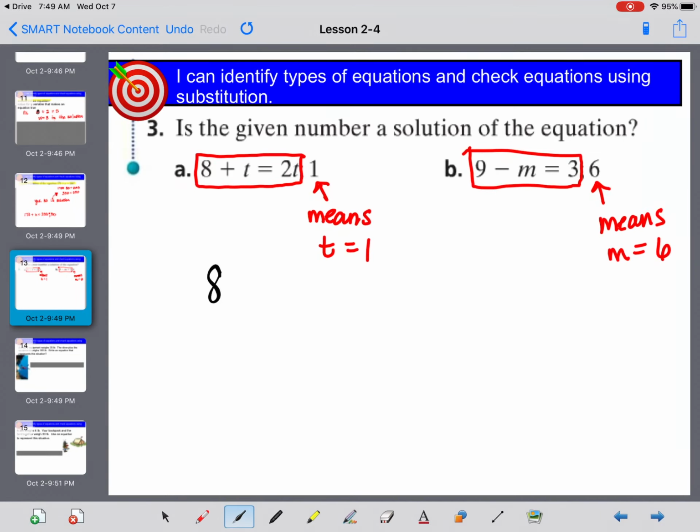All right, 8 plus 1 equals 2 times 1. Anywhere that there is a t, I replaced it with a 1. 8 plus 1 is 9, and 2 times 1 is 2. Does 9 equal 2? It doesn't. That's not true. So, no, it makes a false statement. So, no, not a solution.